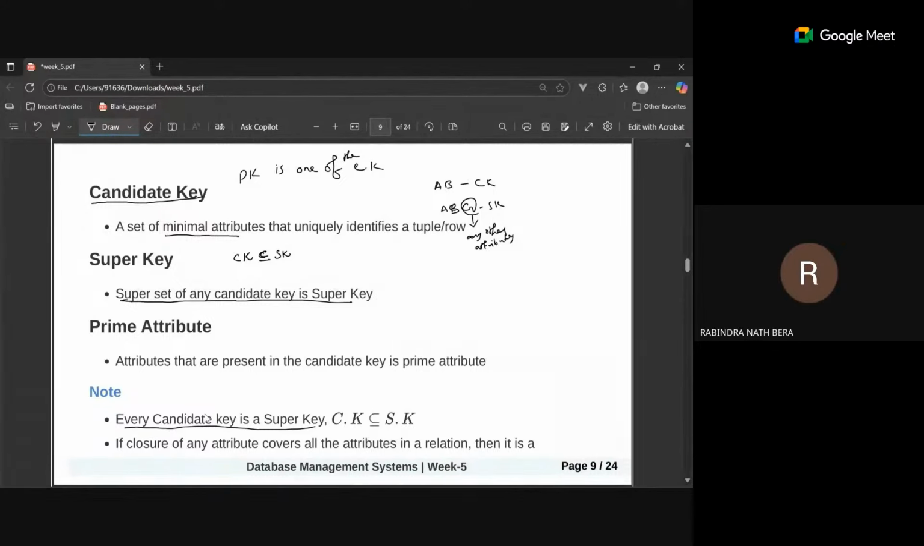Do you have any real example, like a student table? We'll see some upcoming examples. I have examples also. Okay.